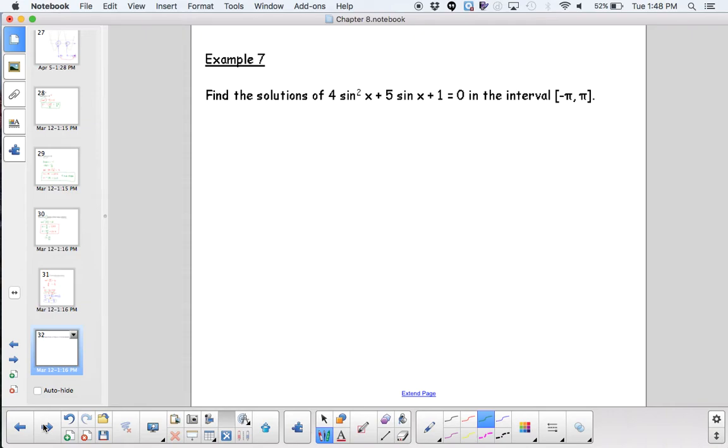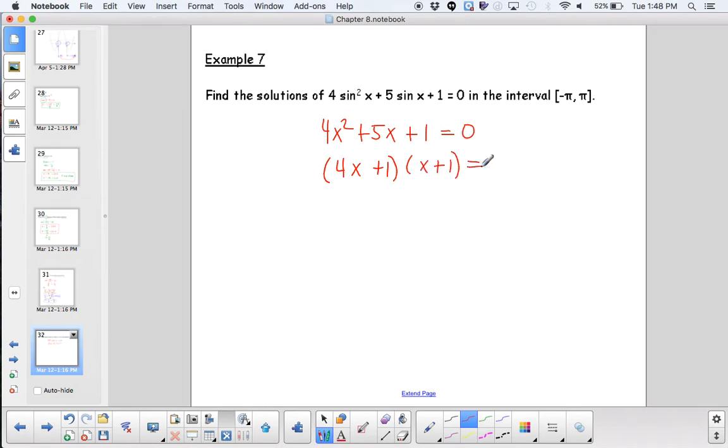Okay, now for example 7, this one is going to take a little more work. We're actually going to be doing some factoring on this one. So if you think of this equation as something more like this, then you can understand with a little more ease how to factor it. So this we know we would factor as 4x plus 1 times x plus 1.